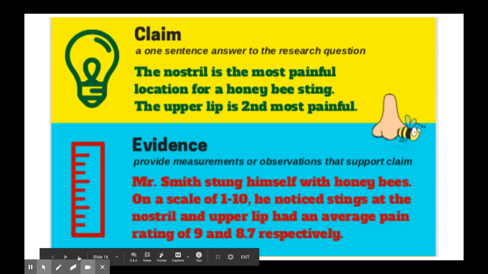So Mr. Smith actually made the claim that the nostril is the most painful location to receive a bee sting, and the upper lip is the second most painful. The evidence he provided was that he actually stung himself on different locations on his body, and that the pain was rated on a scale of 1 to 10, and the nostril and upper lip both had the highest number on the pain scale. So that was the evidence he provided.